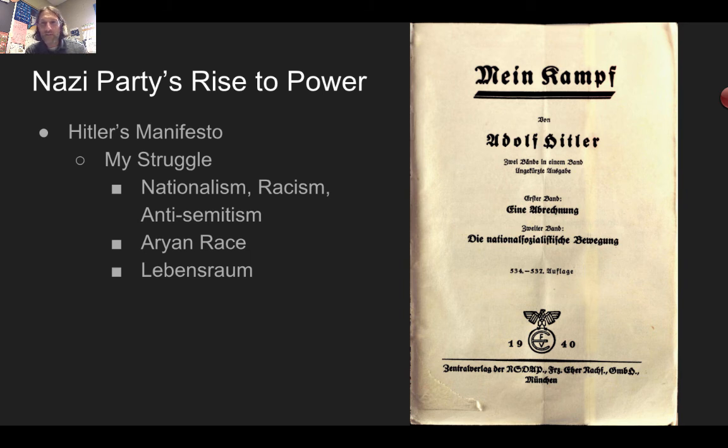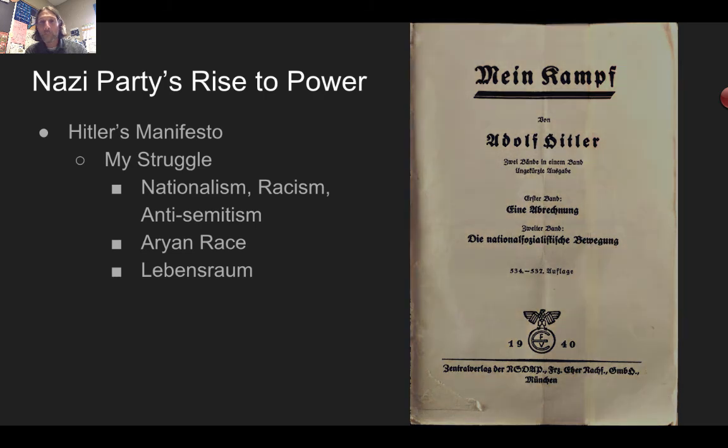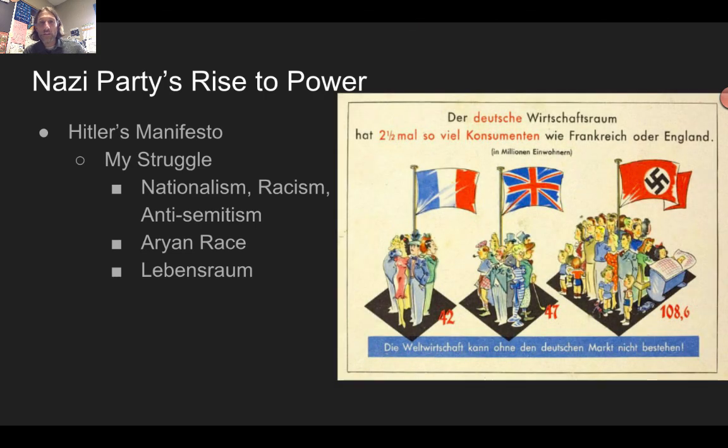This is his manifesto. This is the thing that has all of his beliefs in it. And what you see is this strong strain of nationalism, racism, and anti-Semitism. And he also makes the argument that the Germanic peoples are descended from an Aryan race that is superior to all the other groups of people. The other thing that he argues in there is that the German people are overcrowded. They need what he calls Lebensraum, living room.